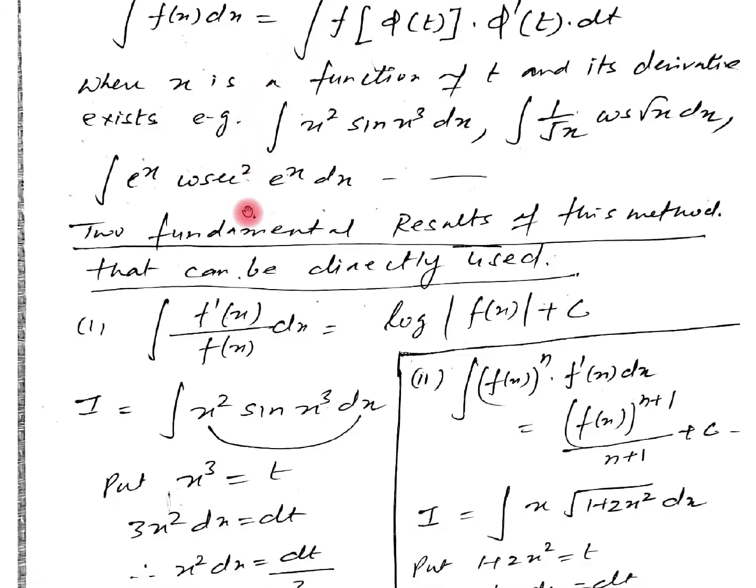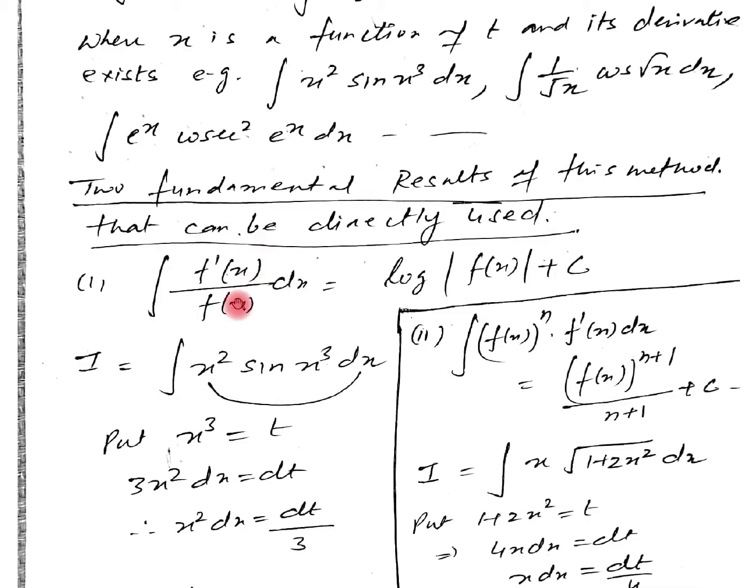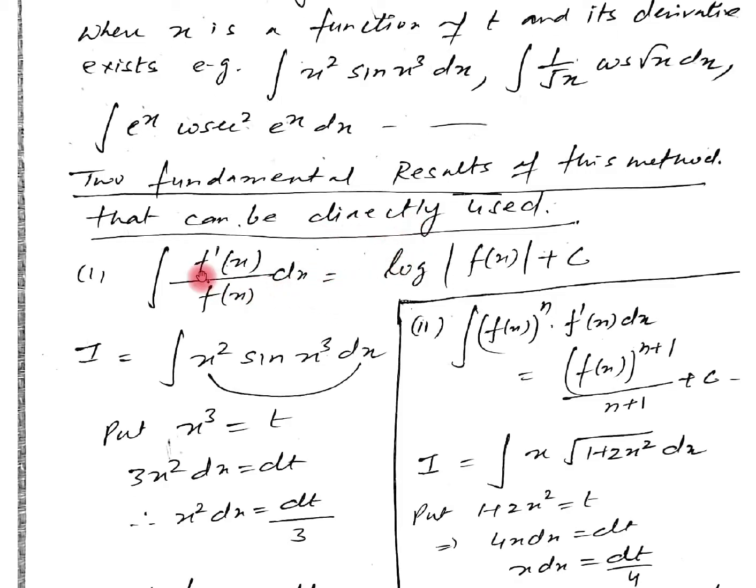Now here are the fundamental results of this method. Two are the most important results of integration by substitution. Let us see the difference between these two results, and these results can be directly used in the question. In the integral of f dash x upon f x, in the denominator we have the function, in the numerator we have its derivative. It means the integral of f dash x upon f x dx is equal to log of f x plus c. This is one of the results of substitution.